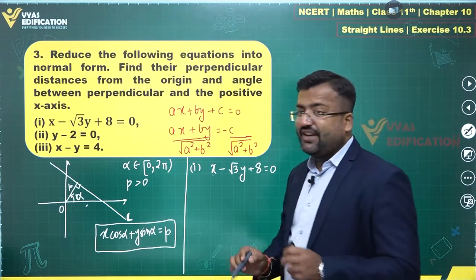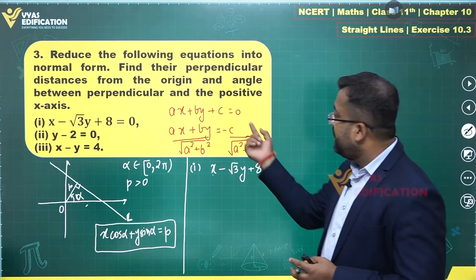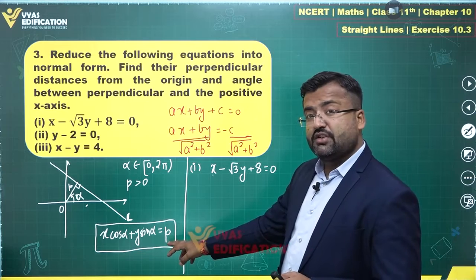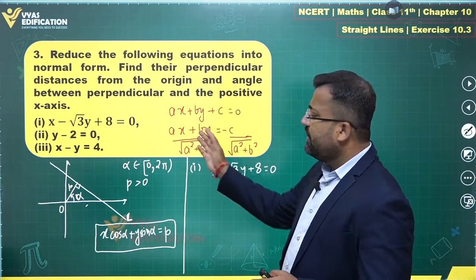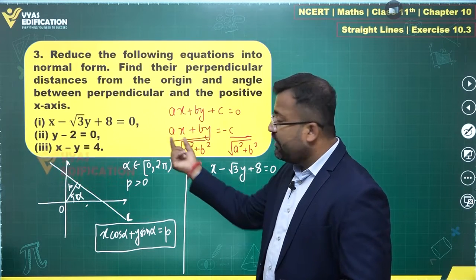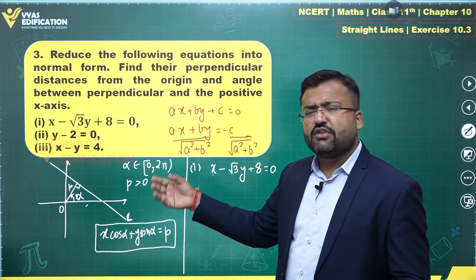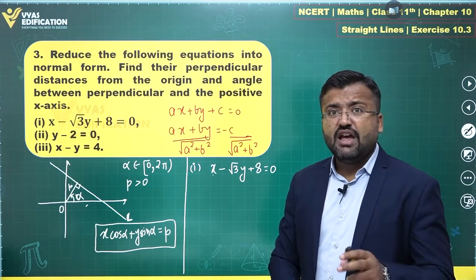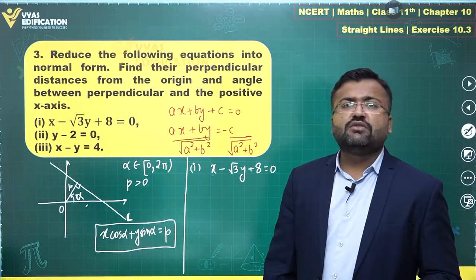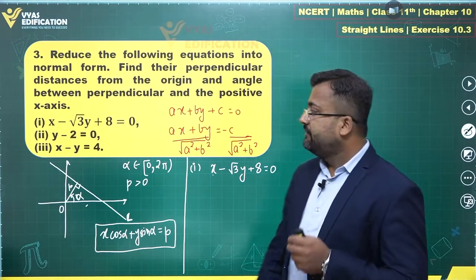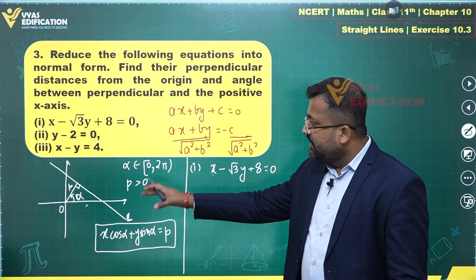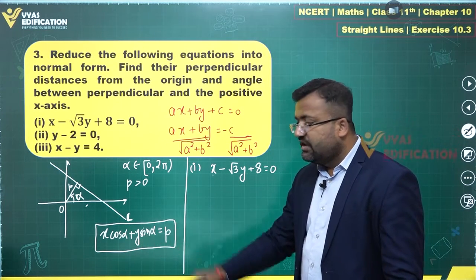After that, the next step will be to convert this whole expression into a positive value, because this right hand side is supposed to be positive. So if required, multiply with the minus, and then the coefficient of x will be a upon under root of a square plus b square, or minus a upon under root of a square plus b square. That will give me cos alpha. Here b, or minus b, upon under root of a square plus b square will give me sin alpha, right? On the basis of that, I can easily guess the value of alpha. And once alpha is known, once p is known, this is the normal form.